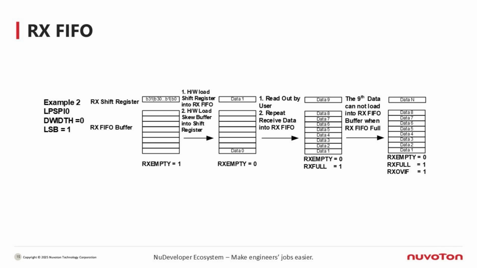Once the software reads data from the FIFO, say data 1, space becomes available, RX full returns to 0, and new data can continue moving from the shift register into the FIFO. Another thing to be noticed about SPI is that it is full duplex. So for every piece of data you send, you receive 1 piece at the same time.